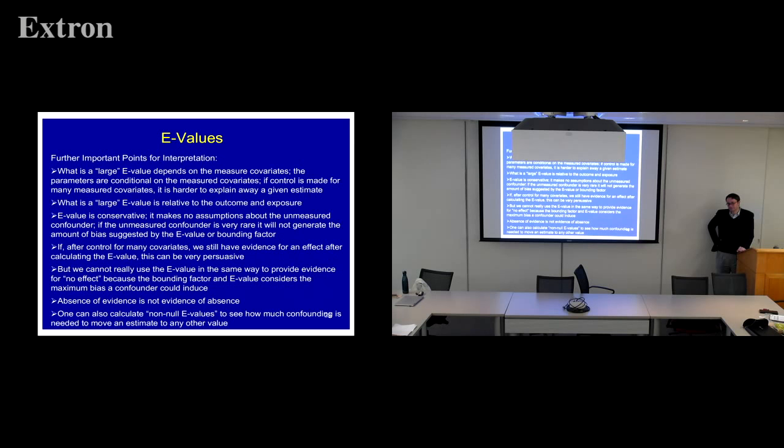So again, these arguments are most useful when you want to say, I have real evidence for a causal effect. It's much harder to say, I really think that there is no effect at all, and I've got strong evidence for that. Statements like that, I think, can generally only be made in very large randomized trials.